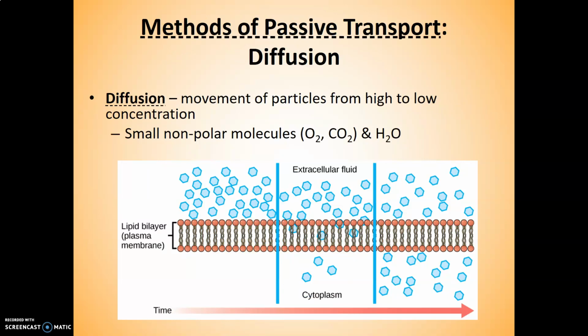So again, first part, diffusion, is the movement of particles from high to low concentration. These are your small non-polar molecules: your oxygen, your carbon dioxide, and your water. If you look at this over time, you have all these molecules on the outside of the cell, and you have that membrane, and over time, those molecules are going to diffuse through that phospholipid bilayer into the cytoplasm of the cell.